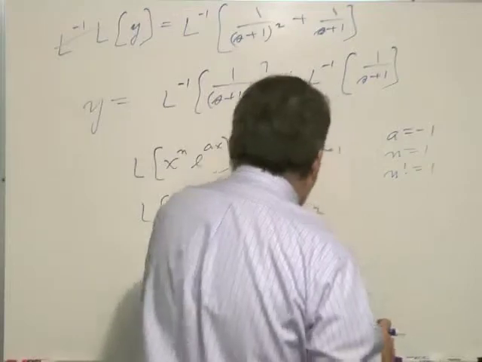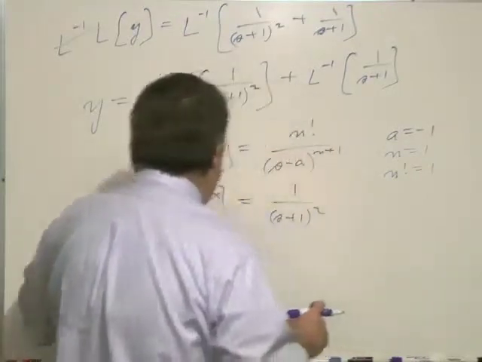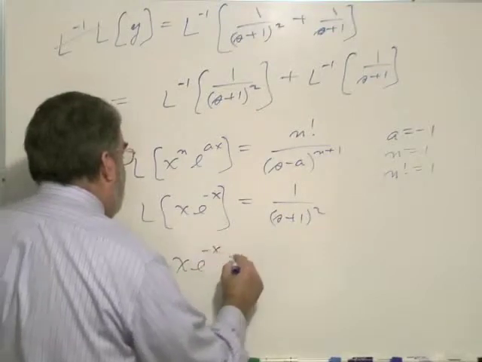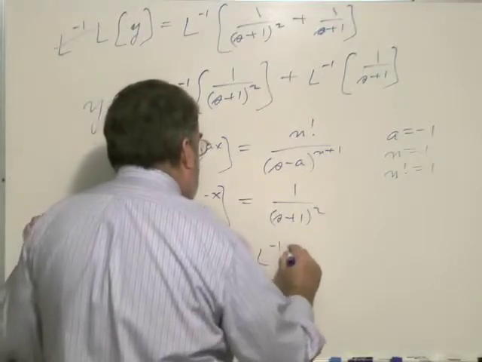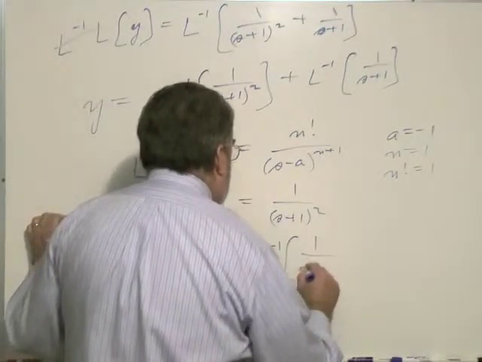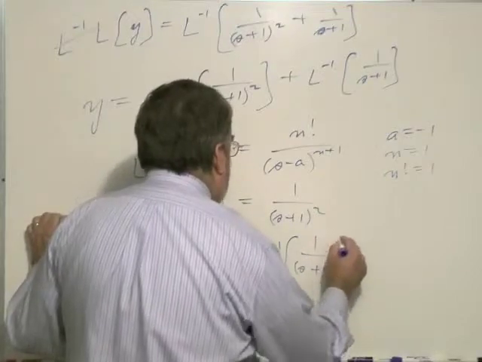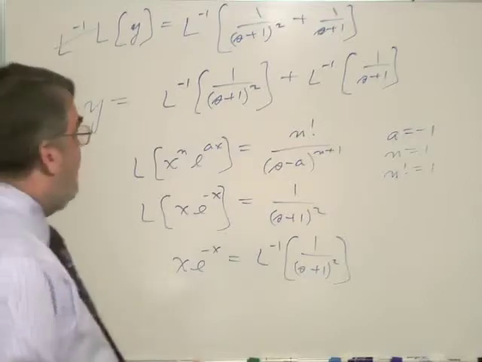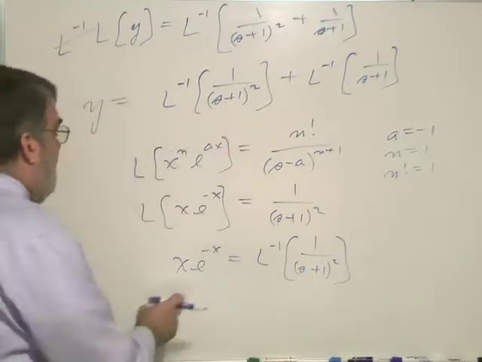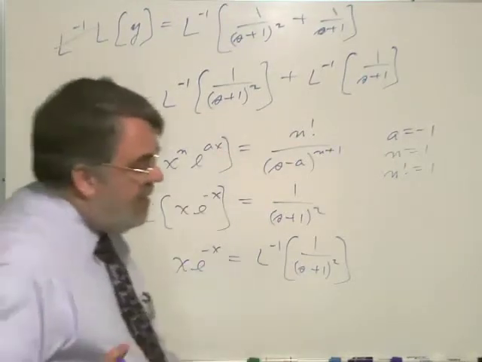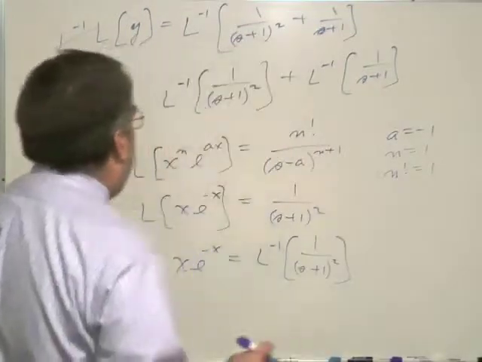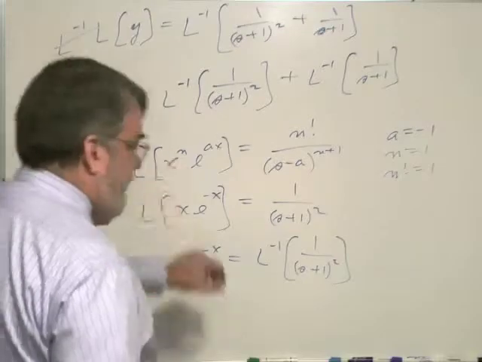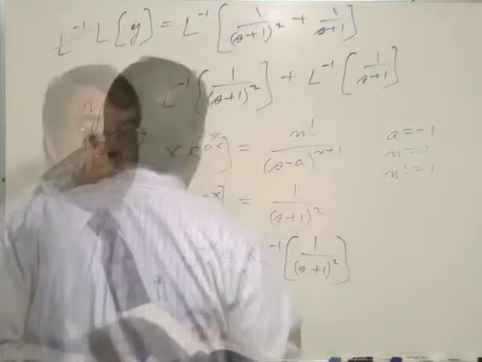All right. So let me erase this. That means that x e to the minus x would equal the inverse operator on 1 over s plus 1 squared. There we go, and here it is. So that means that this expression here is simply x e to the minus x. All that work for that. So let me erase most of this.